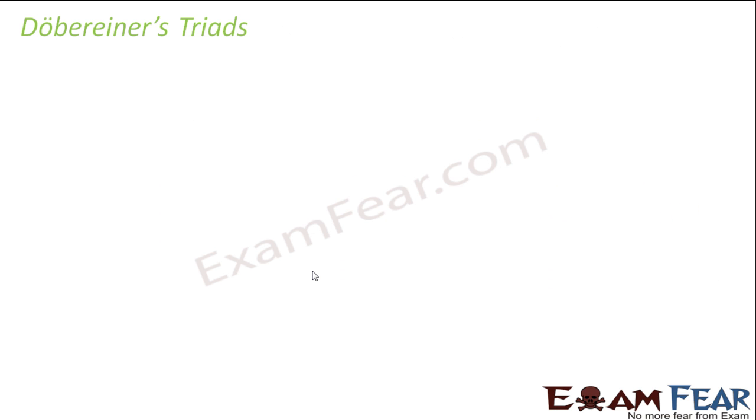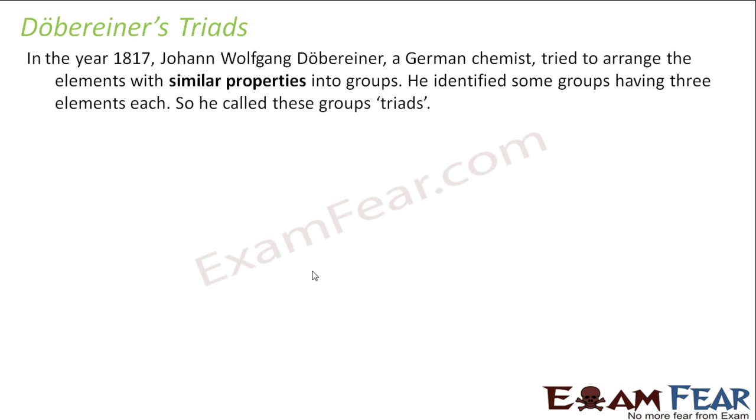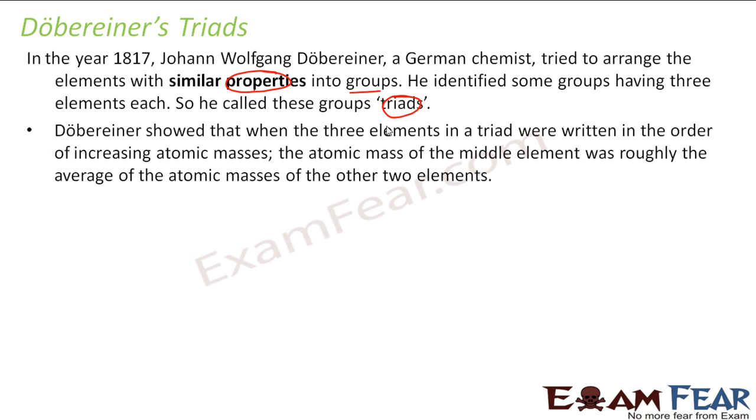Let's study Dobereiner's triads. In 1870, the German chemist Dobereiner tried to arrange elements based on similar chemical properties into groups, and he created 3 such groups, each with 3 elements. He called these groups triads. He showed that when 3 elements in a triad are written in the order of increasing atomic masses, the atomic mass of the middle element was almost the average of the atomic masses of the other 2 elements. That's what he told.